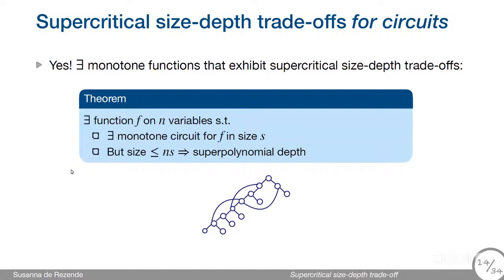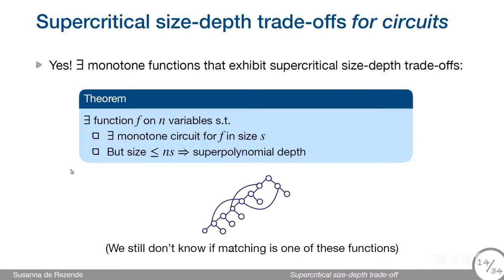Okay, so what we show here is that for monotone circuits, this actually is the case. There are functions that have this kind of supercritical trade-off. So they have small circuits, but any small circuit will require super polynomial depth. Okay, so we do know that this kind of trade-off does appear. But we still don't know if matching is one of these functions. This is still open.